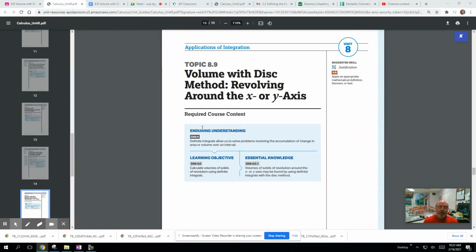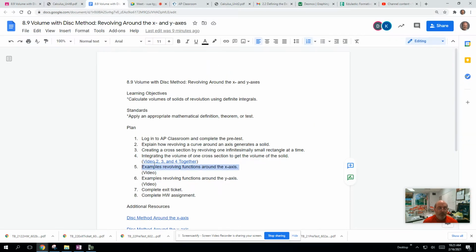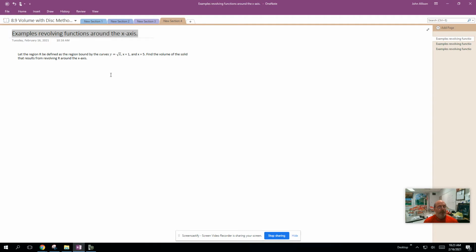We are back for lesson 8.9, AP Calculus Curriculum, volume with disk method revolving around the x or the y-axis. This time we're going to do some examples revolving functions around the x-axis. We're going to have a BC example in here also, so using some indefinite integrals. This first one though will be applicable for calculus AB or BC.